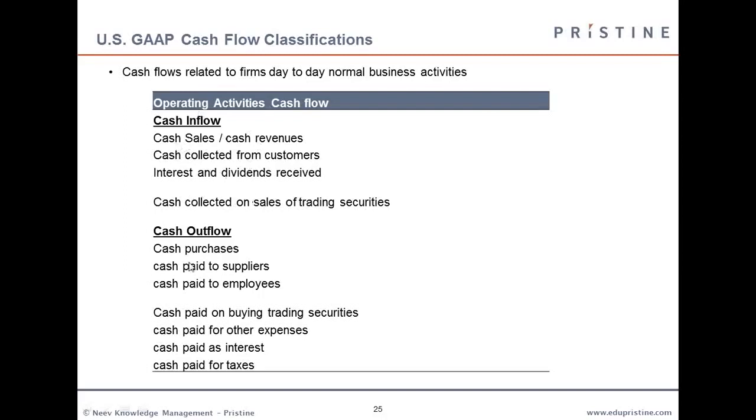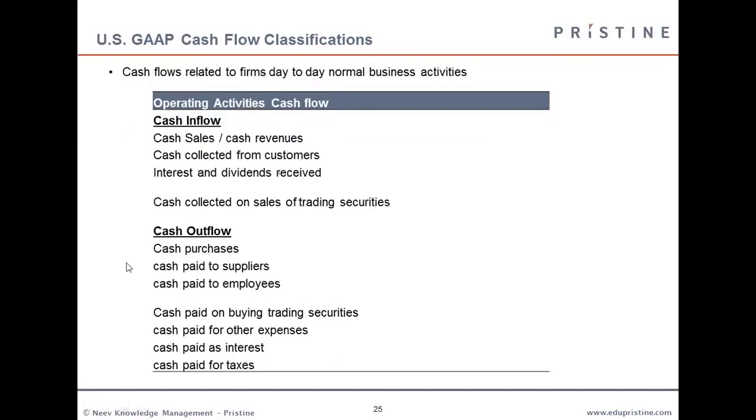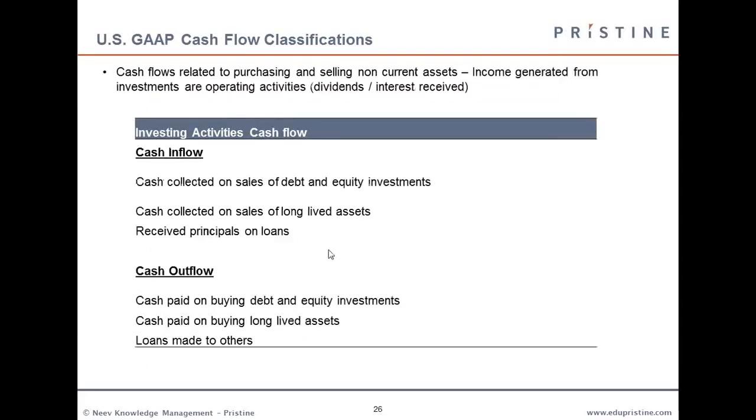For now, these are the cash inflows that come under operating activities, and the outflows are the purchases that you make, the money that you pay to suppliers, that you pay employees, that you pay as taxes, that you pay as interest. All these come under operating activities.